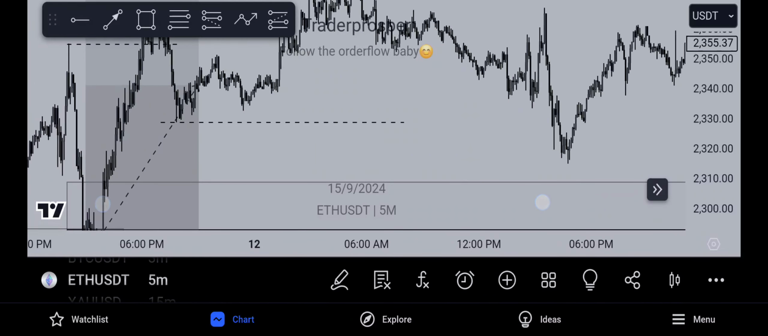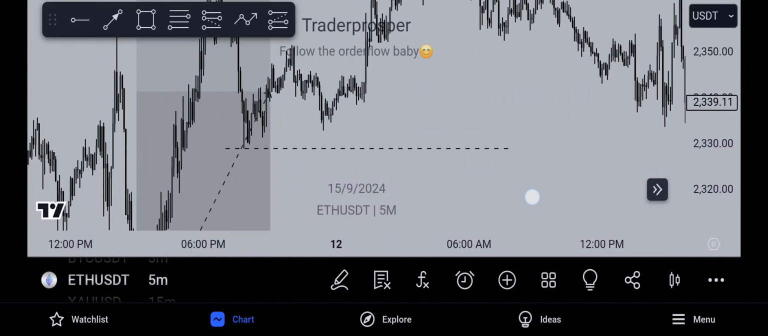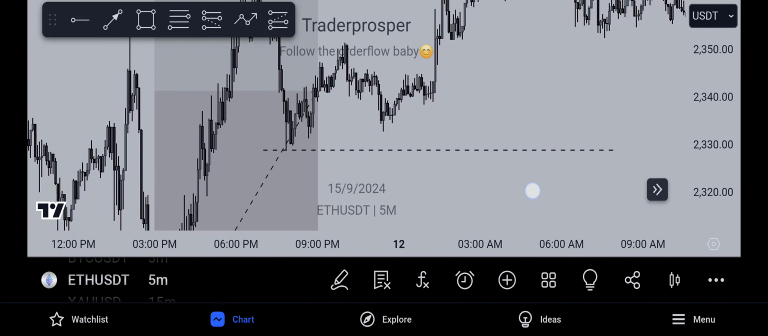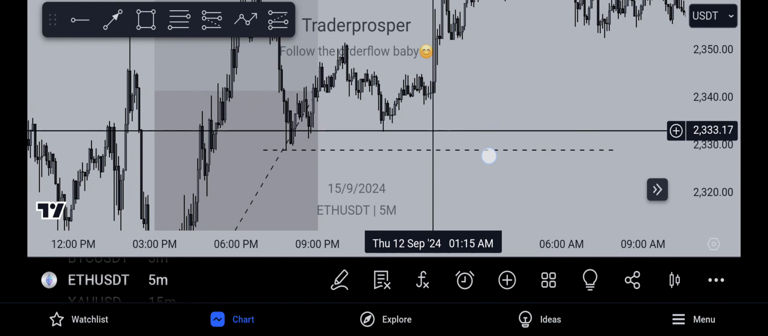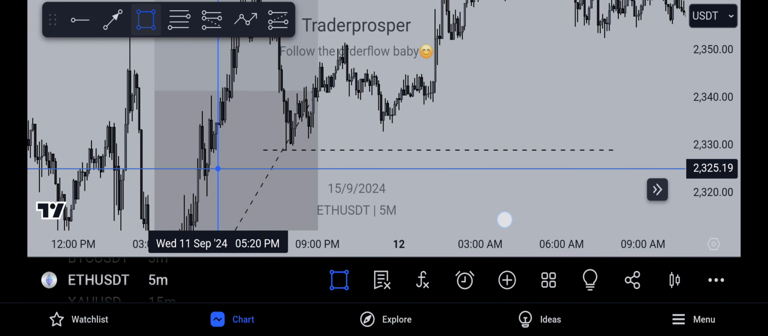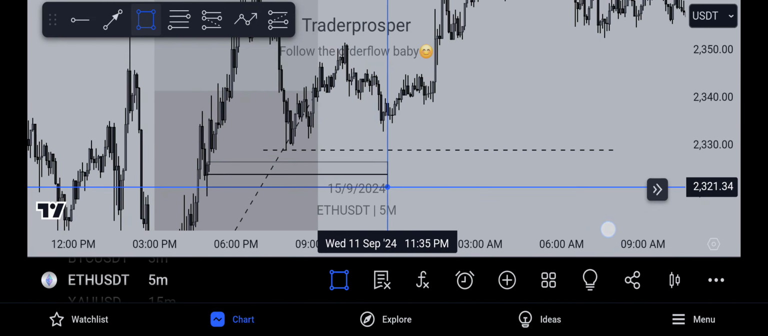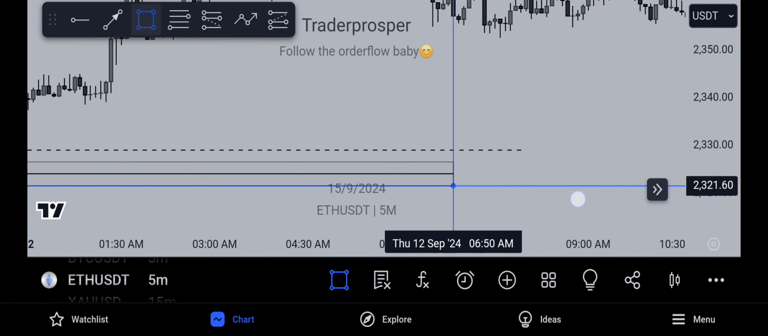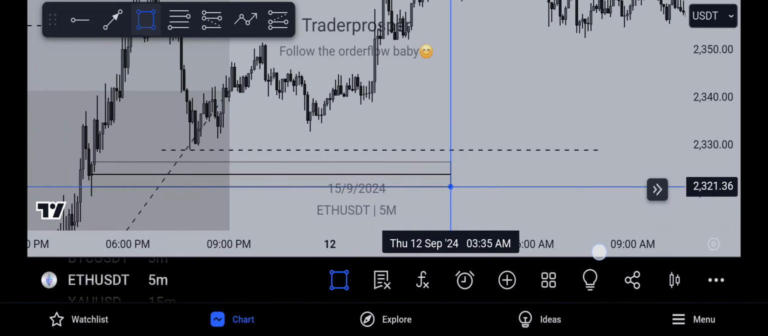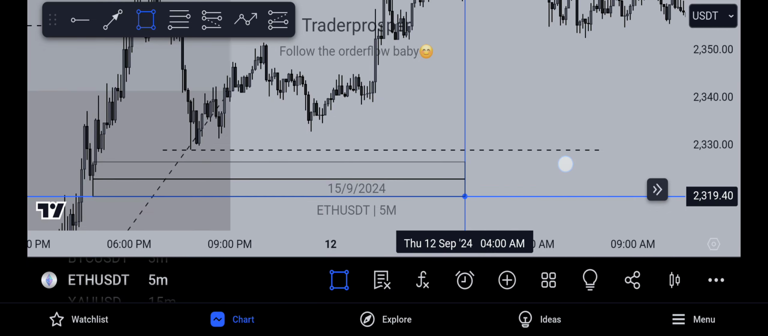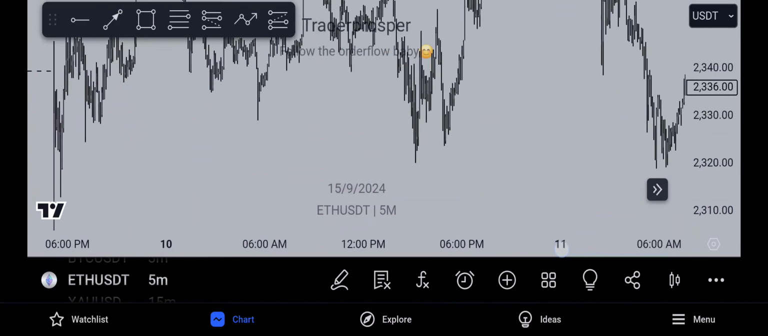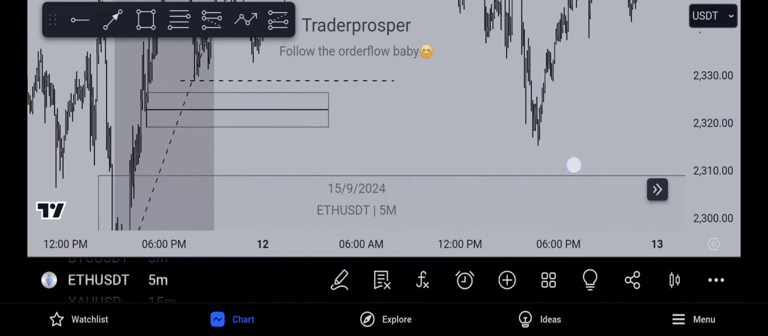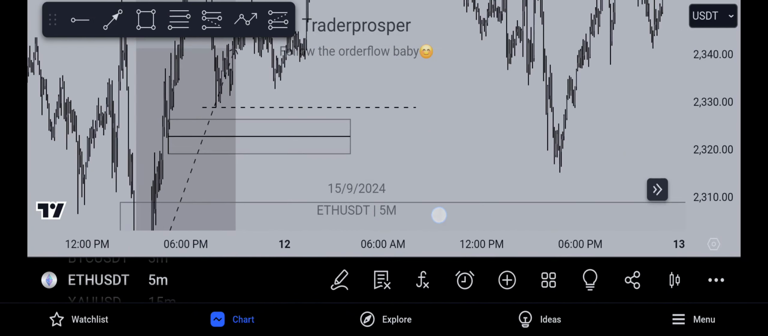So I went to my 5 minutes, and this was the only unmitigated candle I can see here, very close to this liquidity. So I was like, okay, let's go for this candle first, this pin bar. So I told my guys, let's go for this pin bar first. Then if that pin bar fails, am I correct? Yeah.